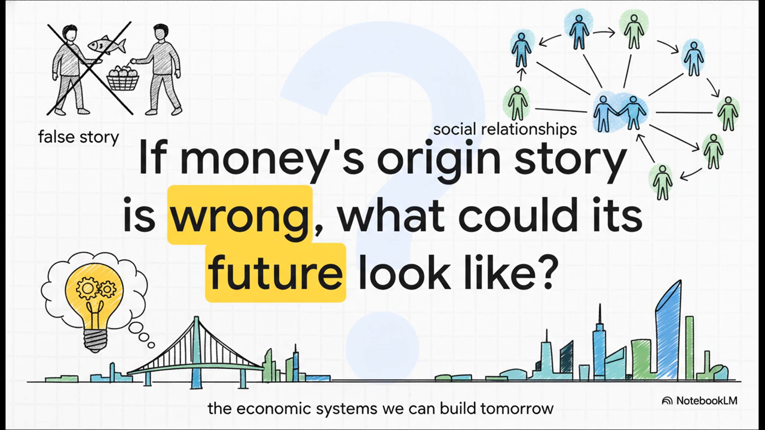And it forces us to ask this really powerful question. If the whole story of money's beginning is wrong, if it was born not from barter but from social relationships, what does that mean for its future? What could its future look like? Now that's something to think about.